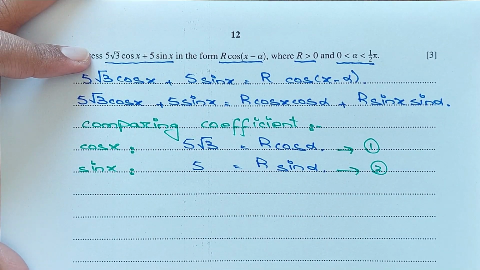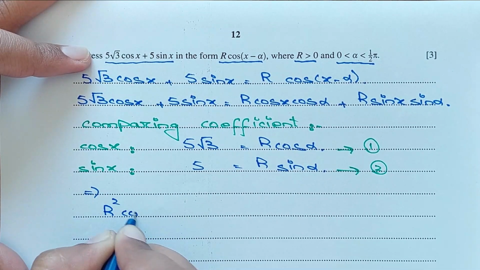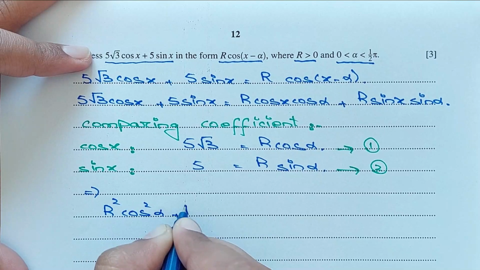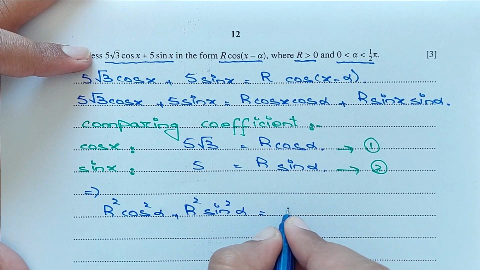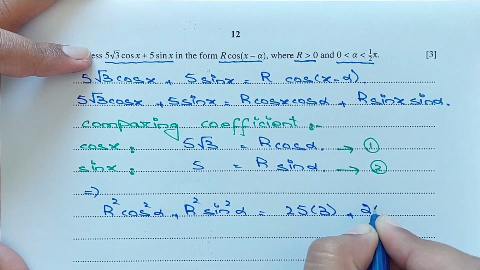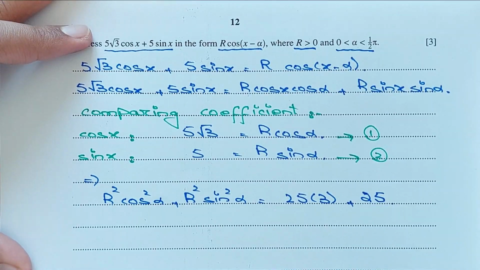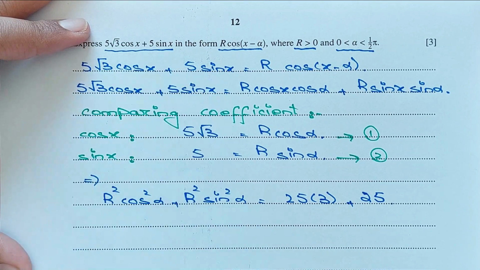Let me do squaring and adding two equations, right? So r square cos square alpha plus r square sin square alpha equals to 5 square is 25 times 3 plus 5 square is 25, right? So let me simplify. 25 times 3 plus 25, this is 100.